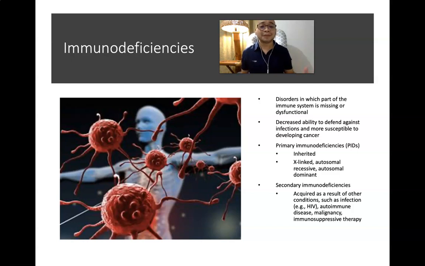Okay, so primary immunodeficiencies could be inherited. Some of them are actually X-linked. If it's X-linked, it means that males would be more predisposed to be immunodeficient as compared to females. And then it could also be autosomal recessive or autosomal dominant.